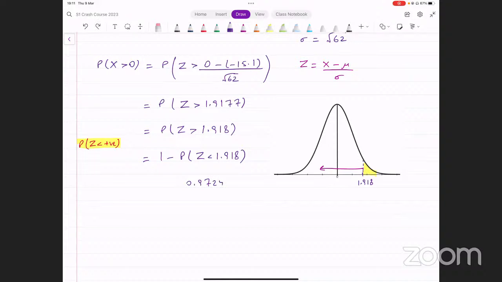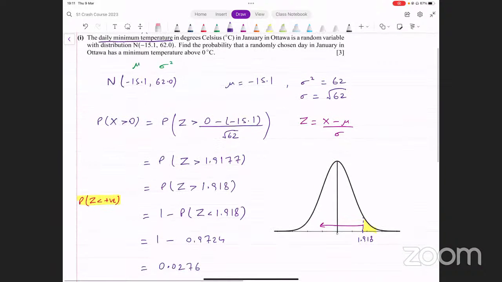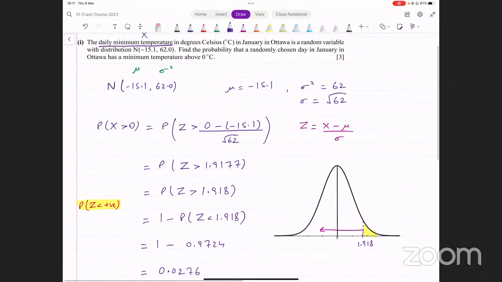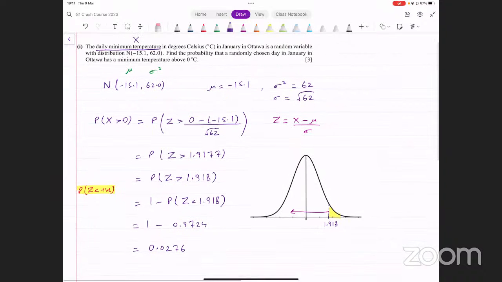The probability therefore turns out to be 0.9724 for this part. However, we have to subtract that from 1. So 1 minus this, let's see what that gives you. This should give you 0.0276, and that is our final answer, 0.0276. That's the probability of the minimum temperature being above 0 degrees Celsius on a randomly chosen day.